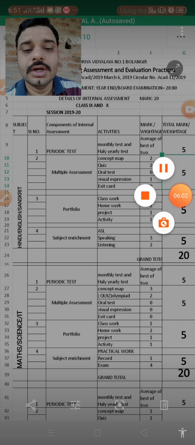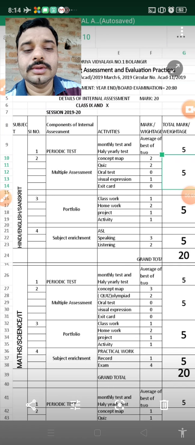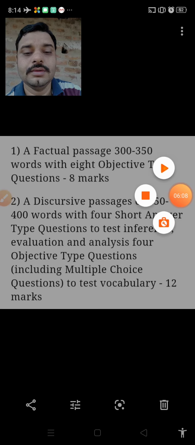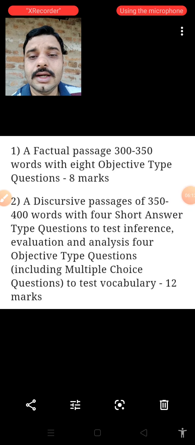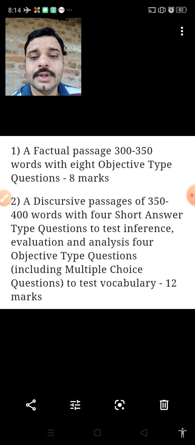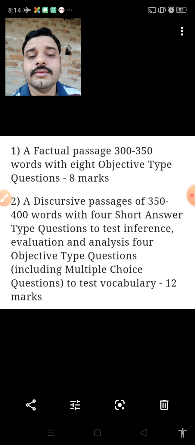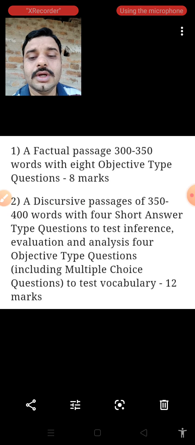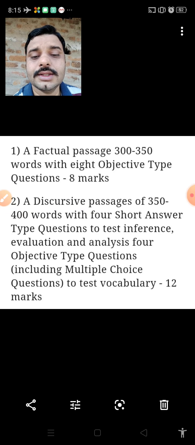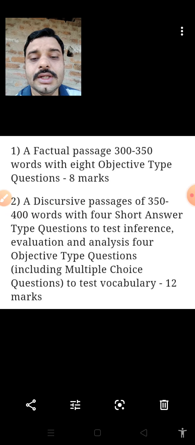Now let me show you the question pattern and syllabus. As it was in class 9, it is almost similar. There is not much difference in the English syllabus for class 10 in comparison to class 9. You are getting 2 passages. One is factual passage and another is discursive passage. The first one carrying 8 marks and the second one carrying 12 marks.